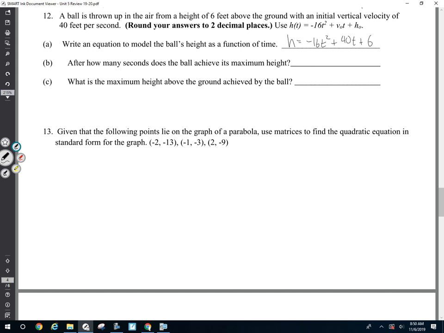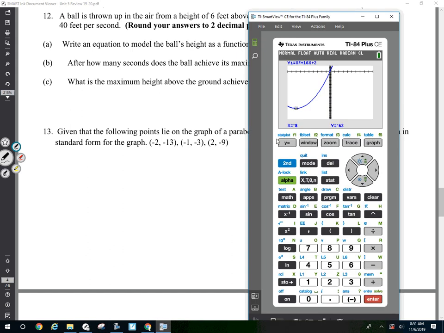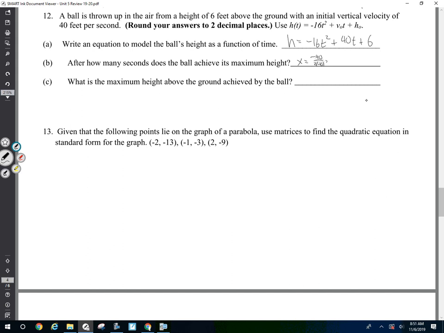How many seconds does the ball take to achieve its maximum height? So for the maximum height, we understand this is like a vertex, not vertex form, but standard form. So we know the x-coordinate of the vertex will be the maximum. You've got -b over 2a. So -40 over -32 in your calculator. -40 over -32 is going to be after 1.25 seconds.